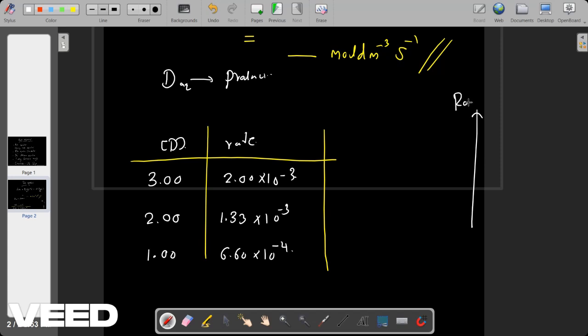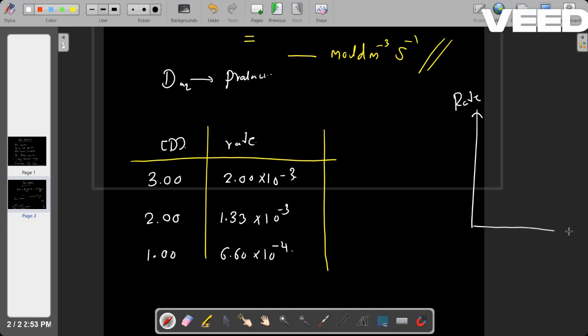I want you to plot a graph of rate versus concentration. There are 3 points, right? Pick a scale and sketch. It won't take much time, right? Okay, so roughly, what is it? It is a straight line.